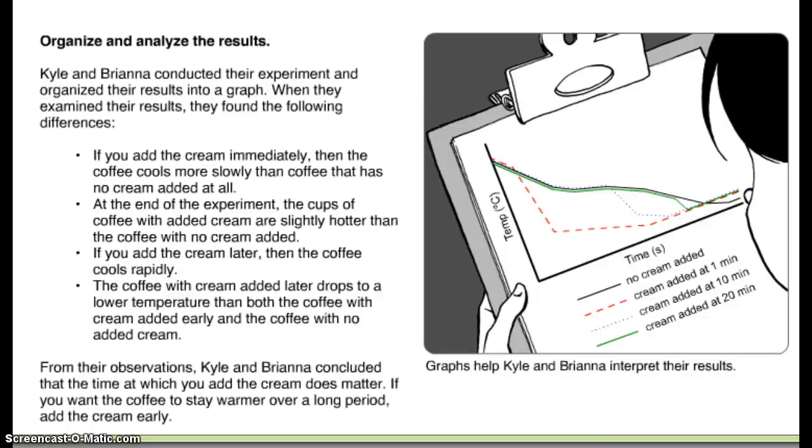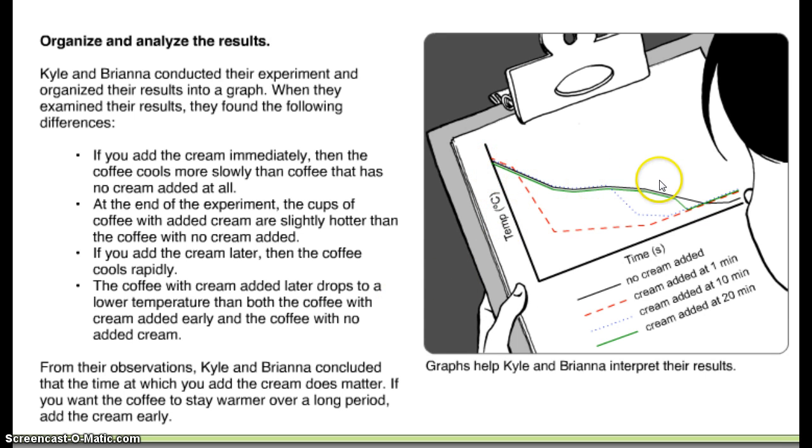Number 1. If you add the cream immediately, then the coffee cools more slowly than coffee that has no cream added. Number 2. At the end of the experiment, the cups of coffee with added cream were slightly hotter than the coffee with no cream added. 3. If you add the cream later, then the coffee cools rapidly. And 4. The coffee with cream added later drops to a lower temperature than both the coffee with cream added early and the coffee with no cream.